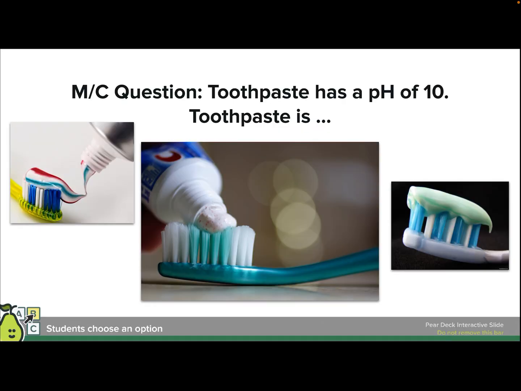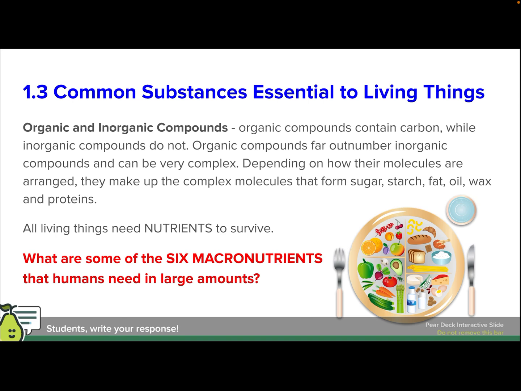Okay. All right, question for you, multiple choice question. Toothpaste has a pH of 10. So toothpaste is, your current options are neutral, a base, a strong acid, an acid-base indicator, or corrosive. With a pH of 10, it's greater than 7, so it would be a base.